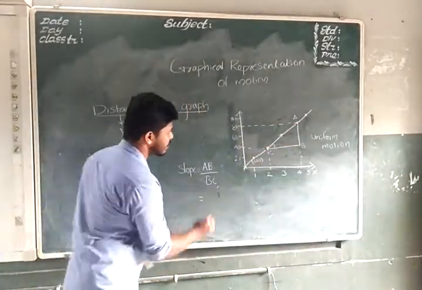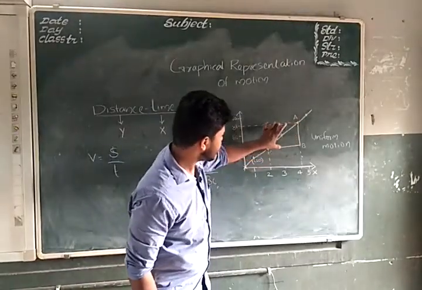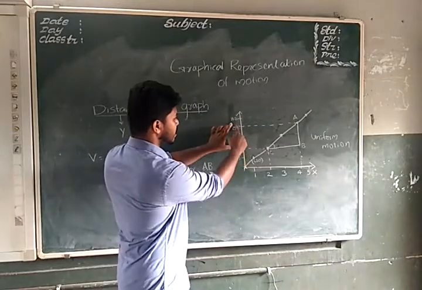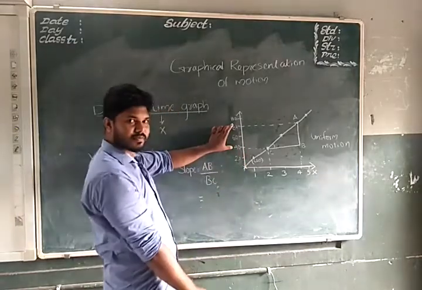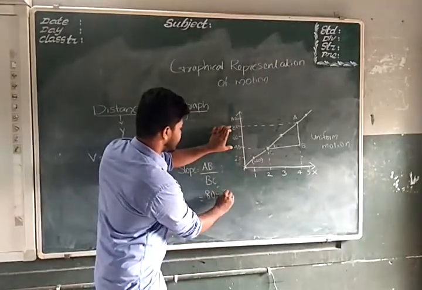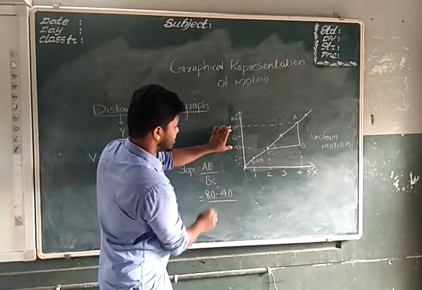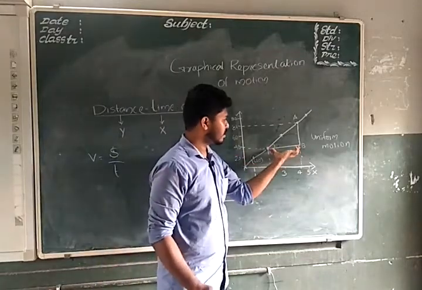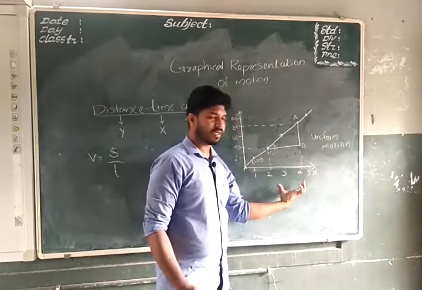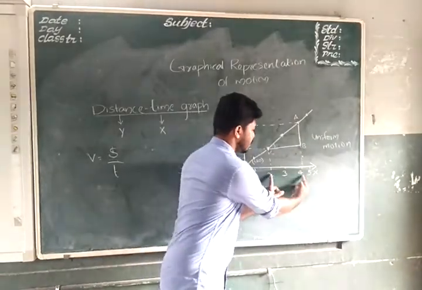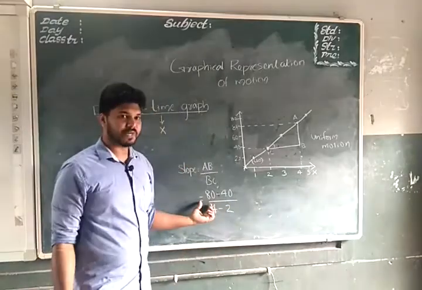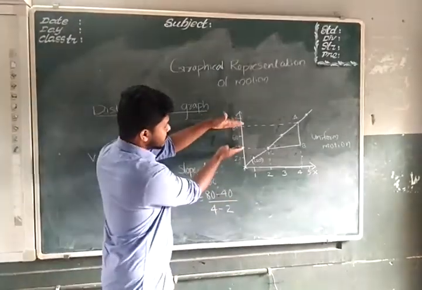AB. So what is AB? What is this distance? Let us extend this to here. So we get this 40 to 80. What is 40 to 80? 80 minus 40, divided by, now what is BC? This much distance. So in order to find that distance, we extend it to the x-axis. What is it? 4 minus 2. Why do we write 80 minus 40 to find this distance?